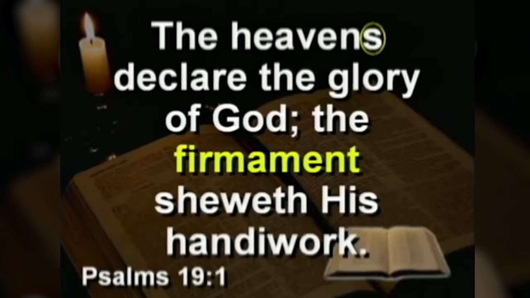Psalm 19 talks about the heavens, plural, declare the glory of God. Heavens. Remember Genesis 1:1, it's heaven singular. Then he divides it up into 3 slices. First heaven, second heaven, third heaven. Heavens declare the glory of God.